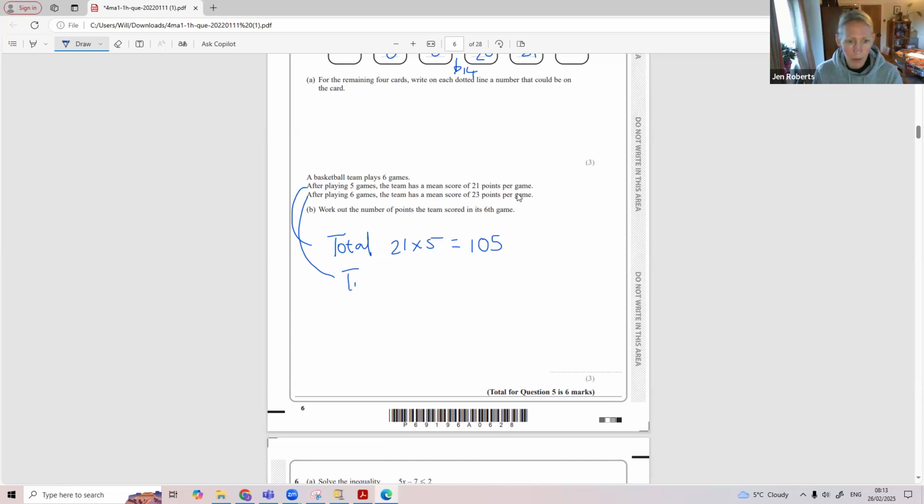After 6 games, they get a mean score of 23 points per game. Again, let's get the total after 6 by doing 6 times 23, which is 138. So the difference will give us how many they scored in that 6th game. 138 take 105 is 33.